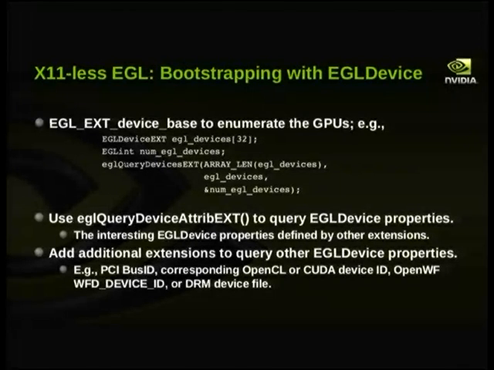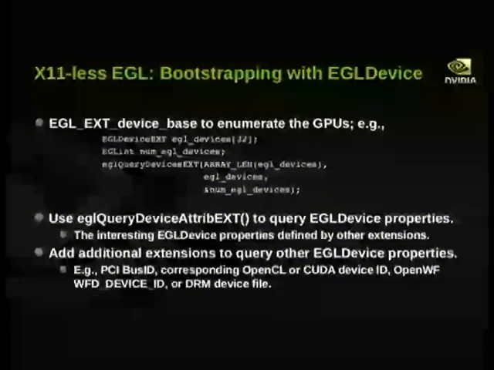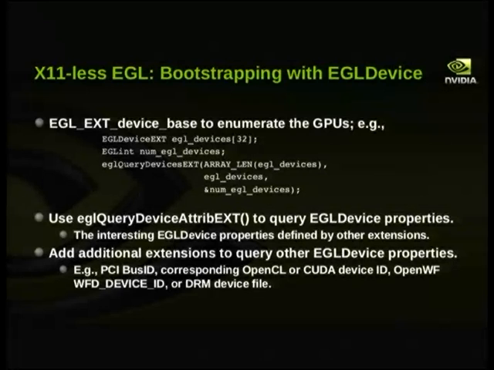So you call EGL query devices, and you give it an array of EGL device objects, and then it populates that array, and now you have a set of EGL devices, and then you can query interesting things from those. Though this base extension doesn't define what those interesting things are. Stuff that may be interesting would be maybe the PCI bus ID, maybe corresponding device IDs for CUDA or OpenCL, maybe the OpenWF device ID, or in the next slide, the DRM device file.